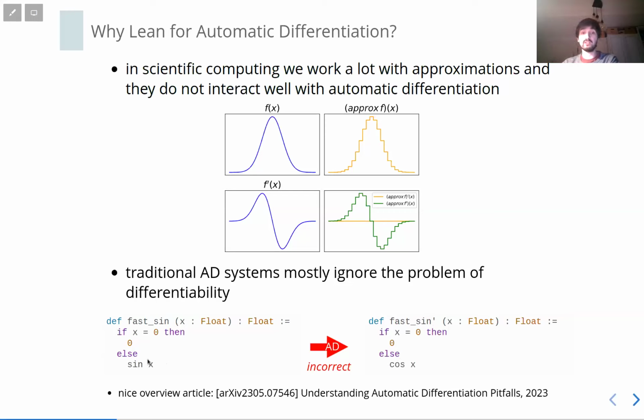But in Lean, we can formulate the condition when this transformation is correct. We can ask, is the derivative of zero and the derivative of sine equal at the point x equals zero? And we can automatically try to prove this statement or prove the contrary and warn the users like, hey, here you probably want to change the implementation of this function when you want to automatically differentiate it. And there is a really nice overview article about lots of these problems with automatic differentiation. So if you're interested in these problems, I would recommend you look at Understanding Automatic Differentiation Pitfalls.